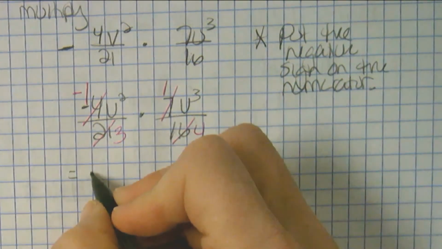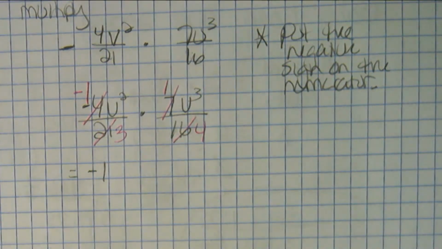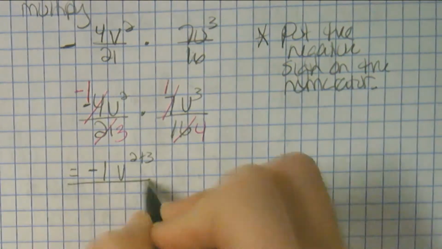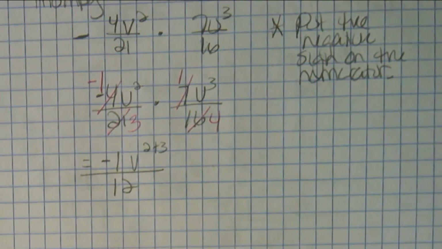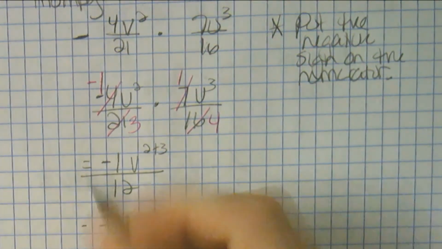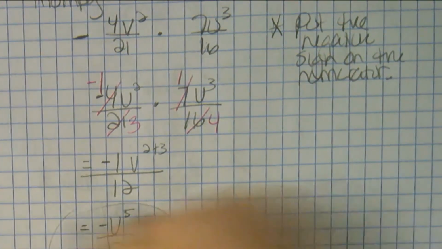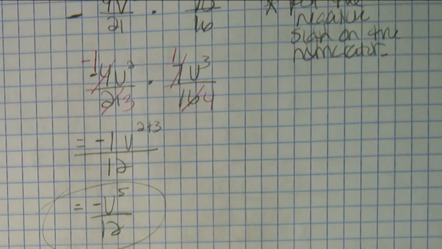So my numerator, I have negative 1, because negative 1 times 1 is negative 1. I have v to the 2 plus 3 divided by 12. So technically I have negative v to the 5th over 12. Yes?